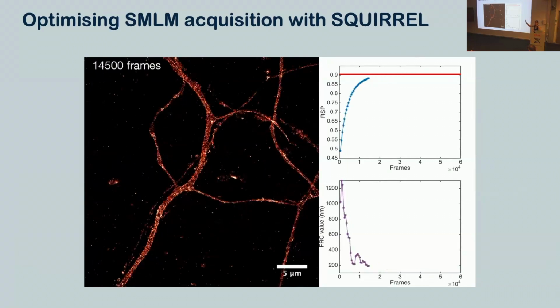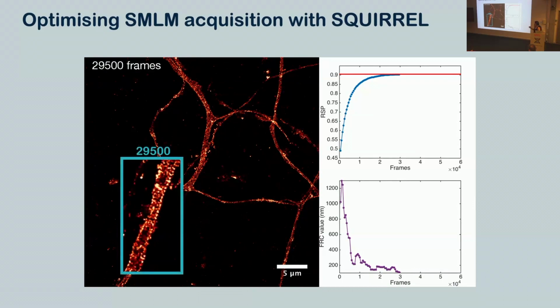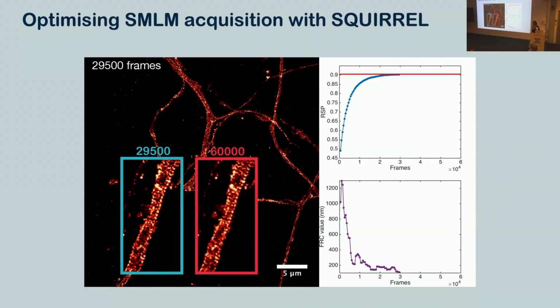When did we get the best quality? When did we get the best resolution? And very frustratingly, it was not at exactly half the data. It was at 29,500 frames of my 60,000 frame acquisition. But that's when our quality value peaked, and that's when our resolution value reached its best value. And if you zoom in, that's what our reconstruction looks like from 29,500 frames. And this is what it looks like from 60,000 frames.